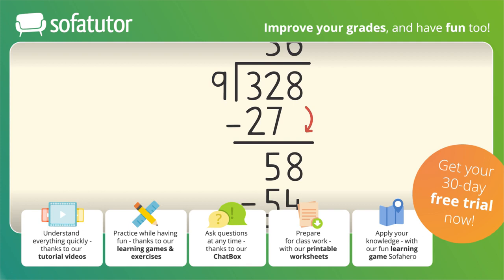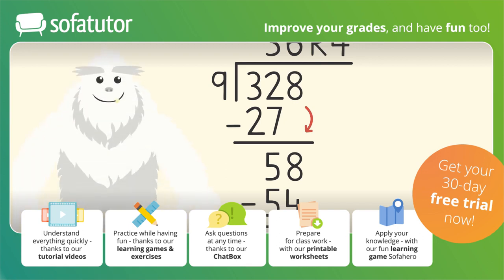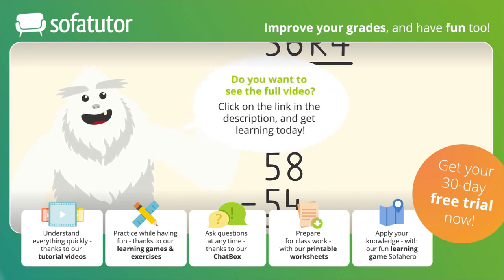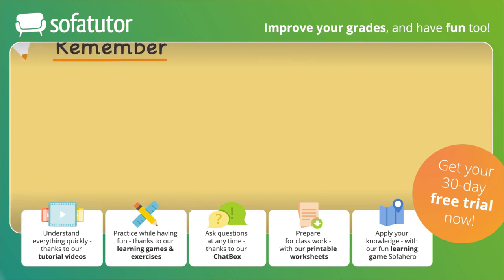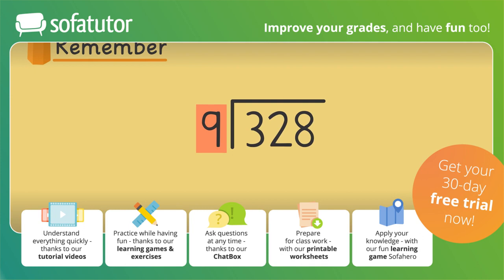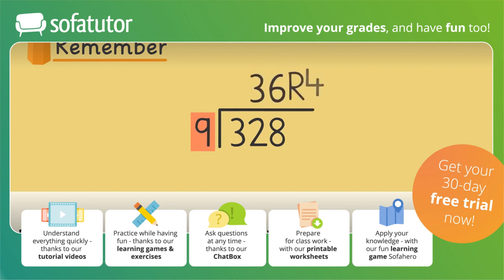Last, write the remainder next to our answer using a capital R to label it. Out of 328 fish, all 9 bears will get 36 with 4 left over. Remember, sometimes items cannot be divided equally. The remainder is the amount left over after dividing. And we label our remainder with a capital R beside the answer.